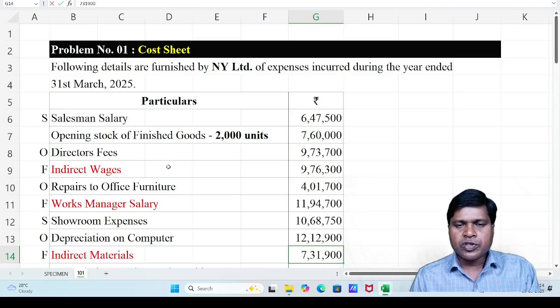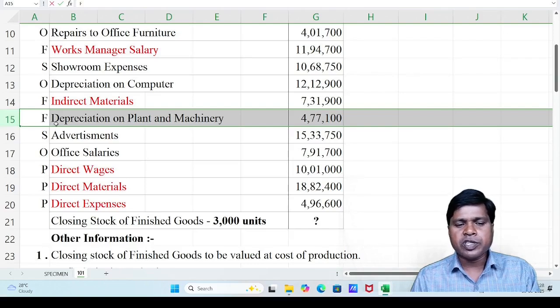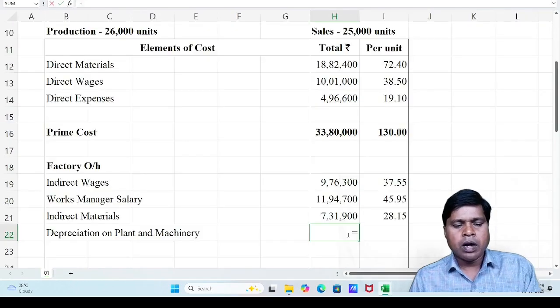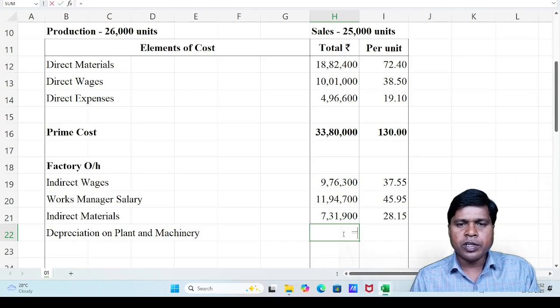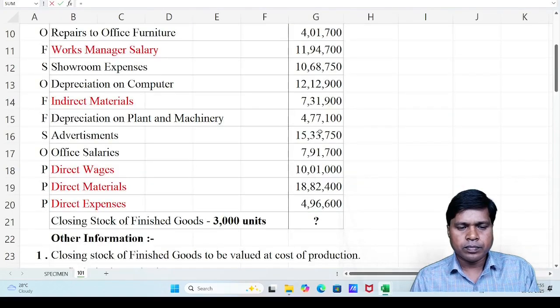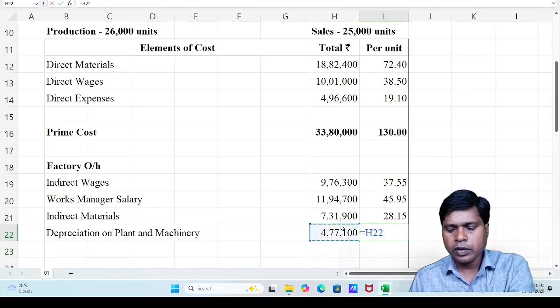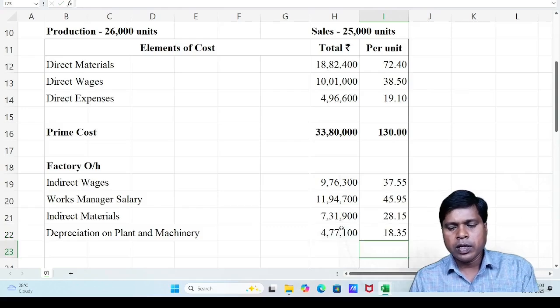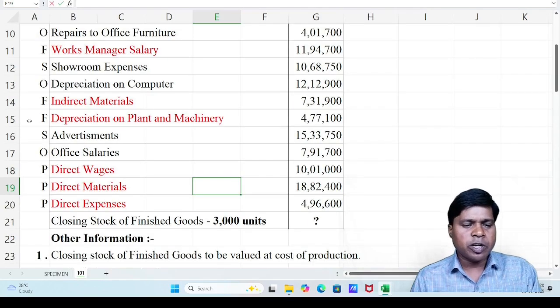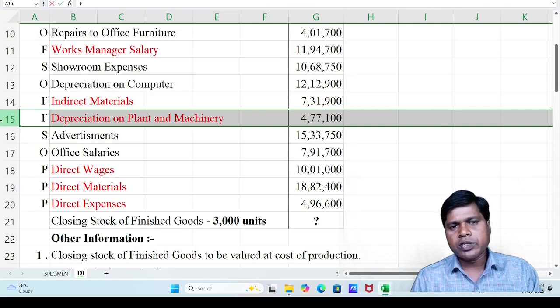After indirect materials, we have to find another item of factory overheads. Yes, there is next item, depreciation on plant and machinery. Student, machinery is used in the factory, so we have to consider machinery under factory overheads cost elements group. Amount of depreciation on plant and machinery 4,77,100 per unit divided by 26,000: 18.35. After depreciation on plant and machinery, we can see there is no other item of factory overheads.